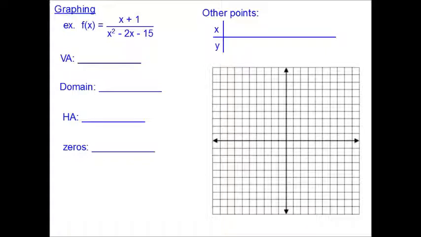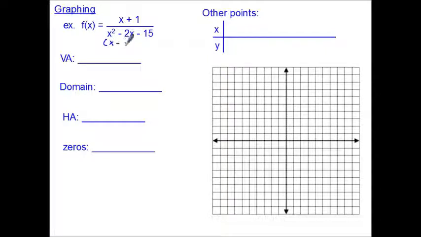Alrighty, so let's try to put the whole thing together and see how it plays out. We're going to be graphing this function right here, (x + 1) over (x squared minus 2x minus 15). I've listed a bunch of things that we can figure out to help us. My vertical asymptote is going to come from undefined or bad domain values.